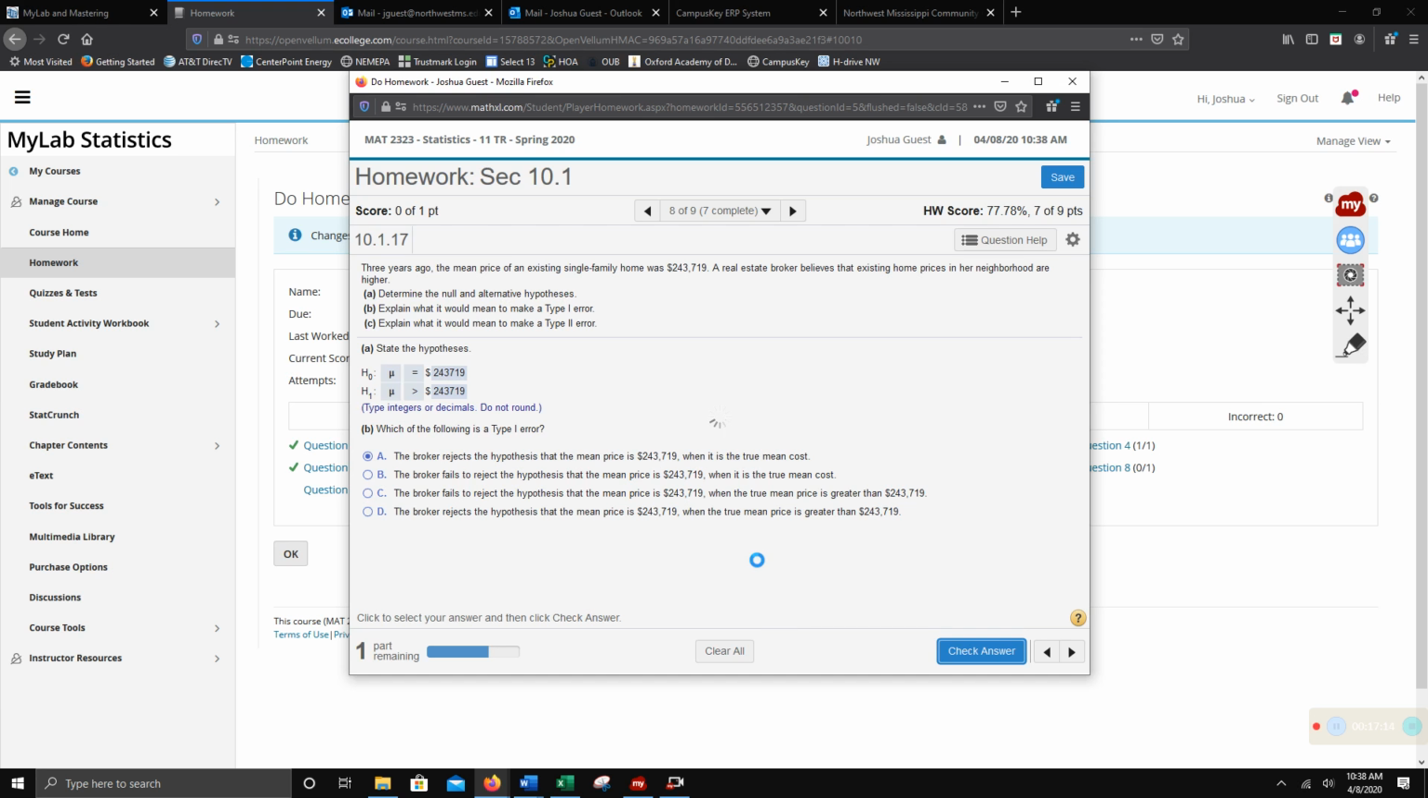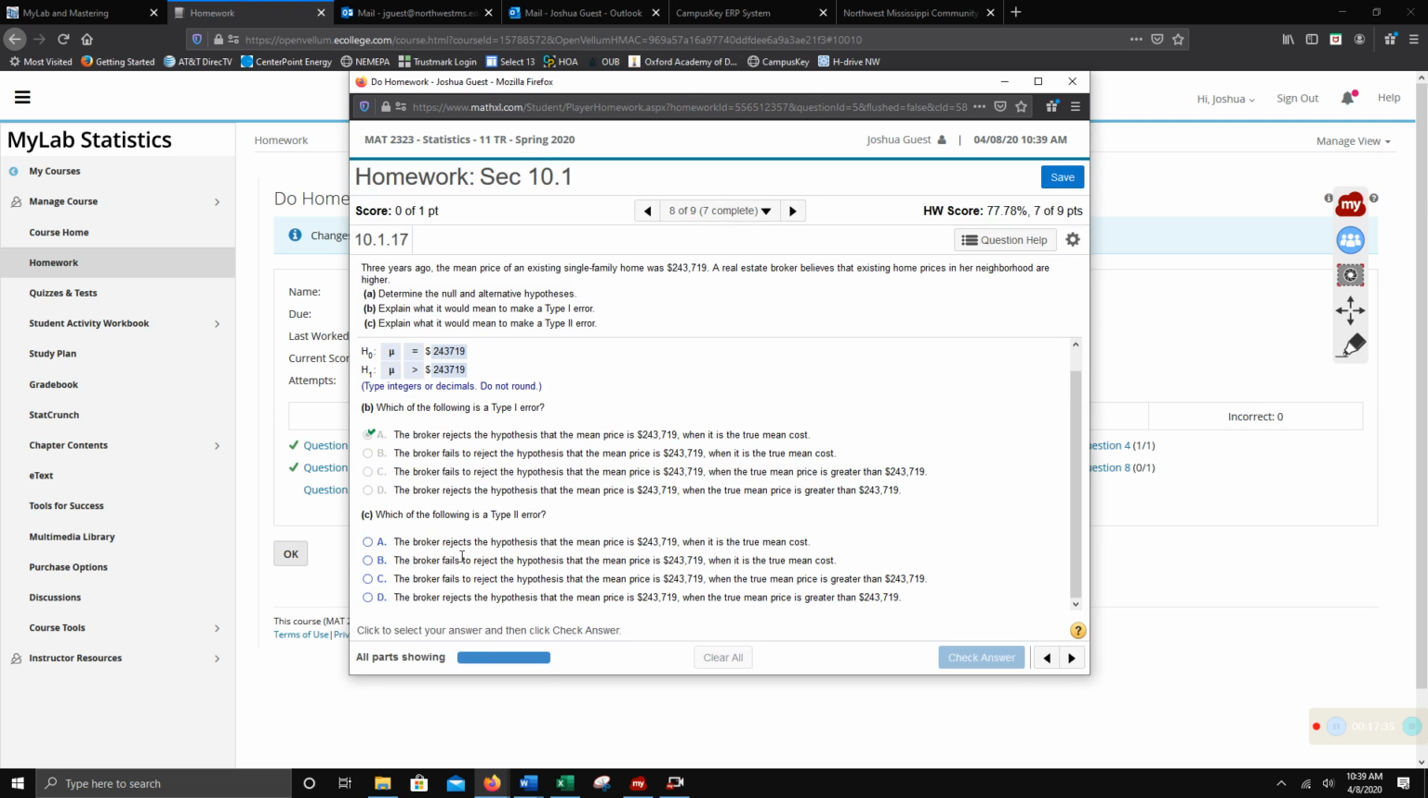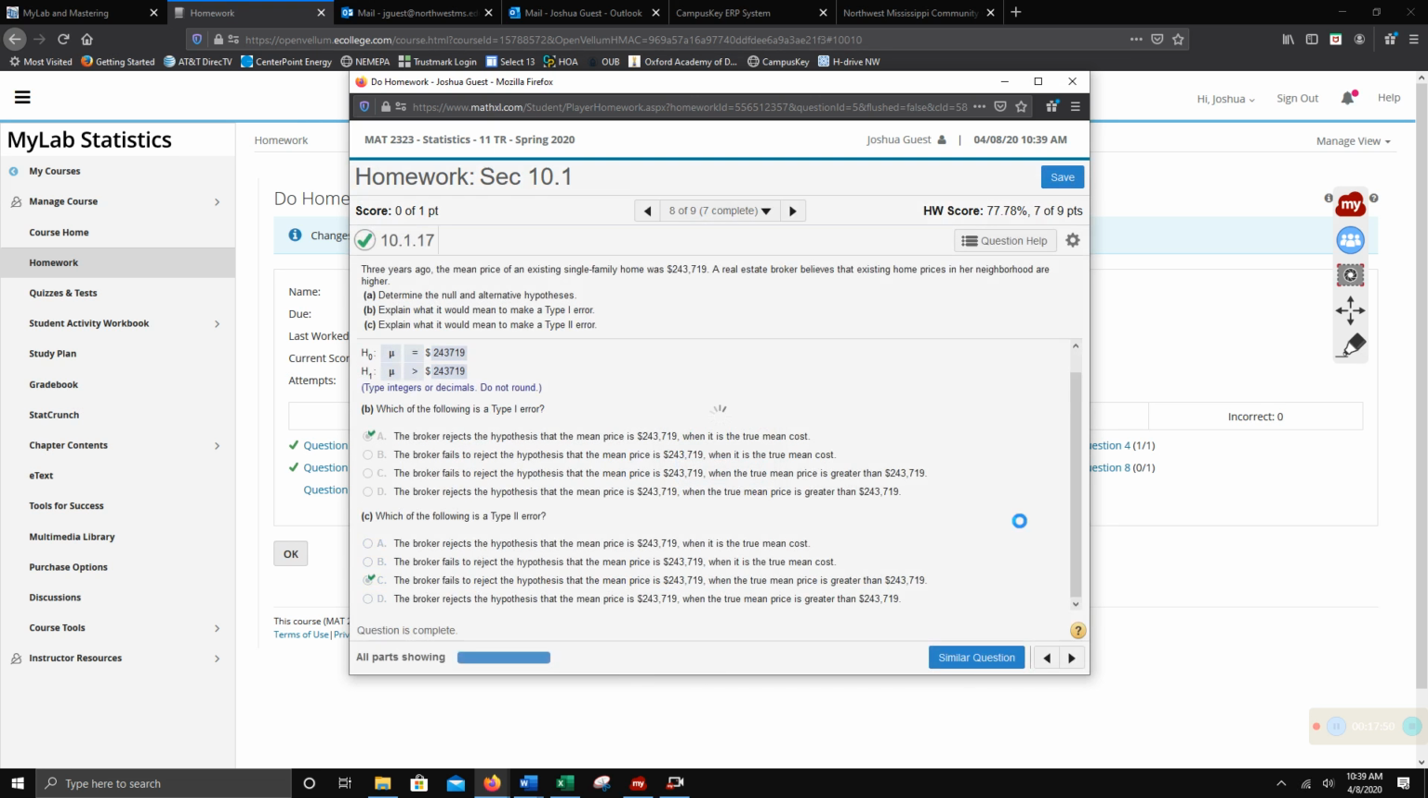And then a type 2 error is when we fail to reject. We fail to reject the null when the alternative is actually true. So in this case, we fail to reject the null when the true price is actually higher. We fail to reject the null when the true price is higher is going to be the answer to the next one, depending on how I say it. But that's the thought process. So here, fails to reject is B or C. When it's the true mean cost, nope. When it's greater, there we go, that's it. It's going to be C, right? The broker fails to reject, and the mean price is greater. So that's a type 2 error, and boom, good job. Next question.